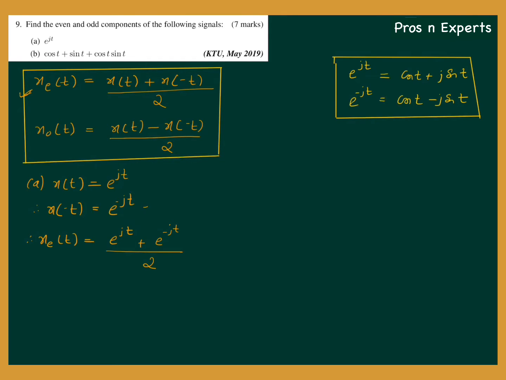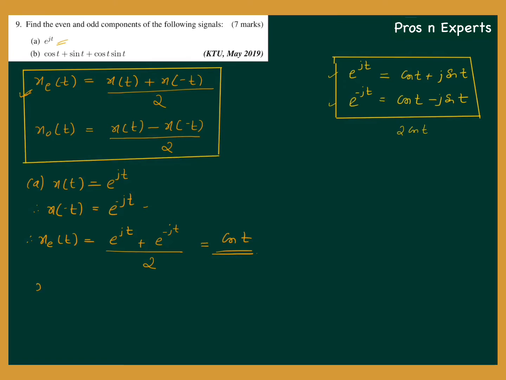So out of these results, what is e raised to jt plus e raised to minus jt by 2? If you add these two equations, what you will get is 2 cos t. And when you divide by 2, the 2 will get cancelled. So the answer is cos t. So the even part of e raised to jt is cos t.